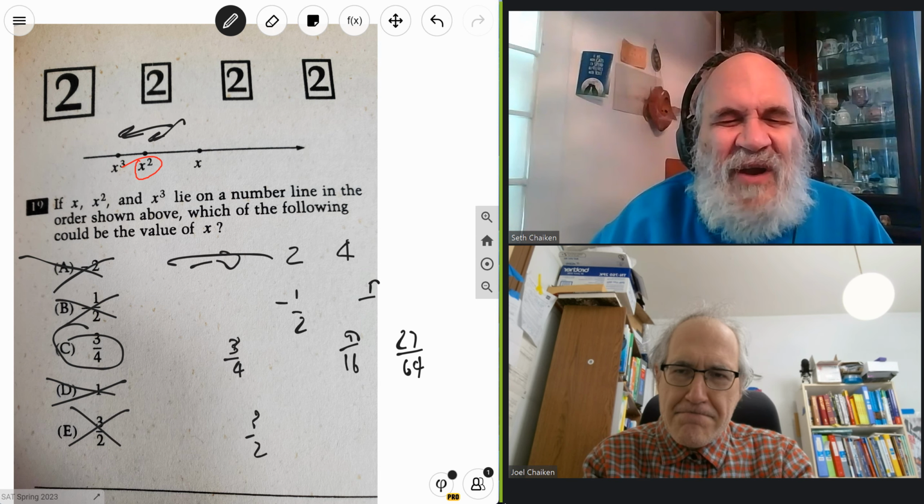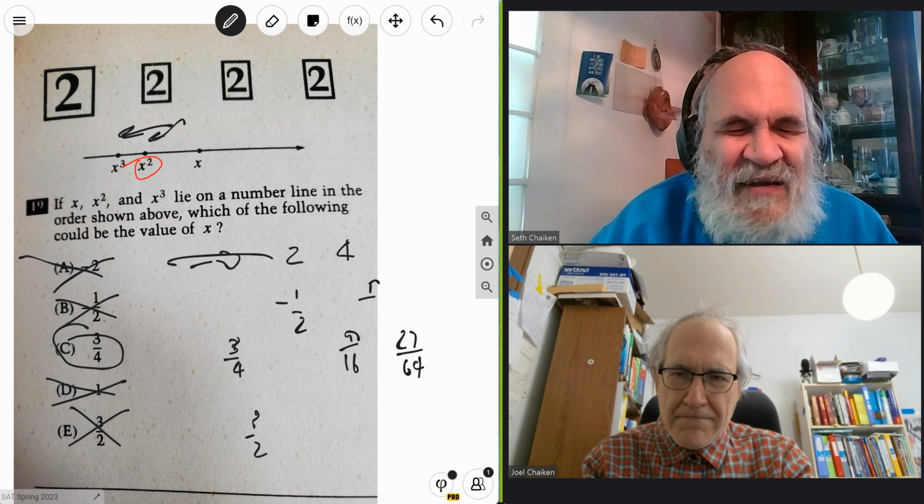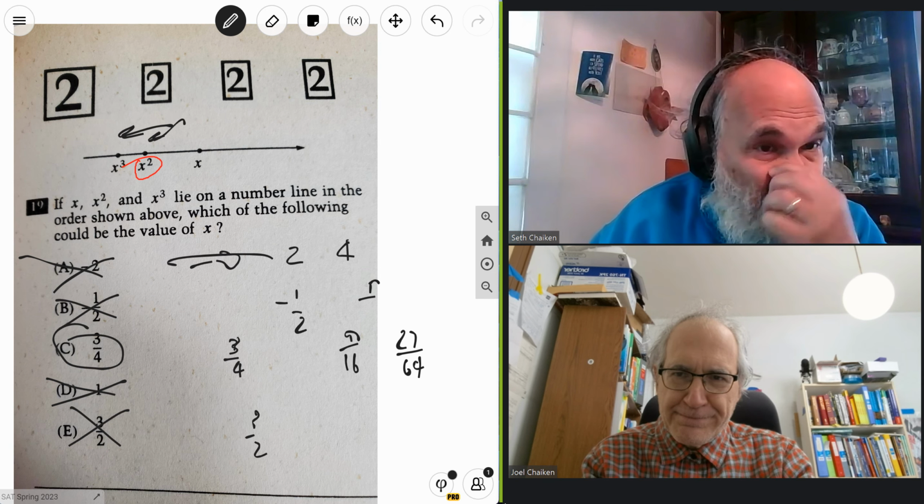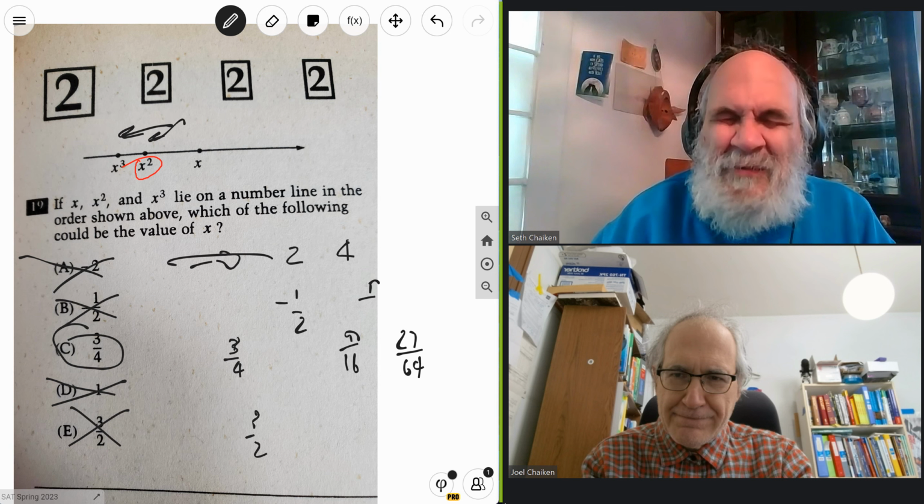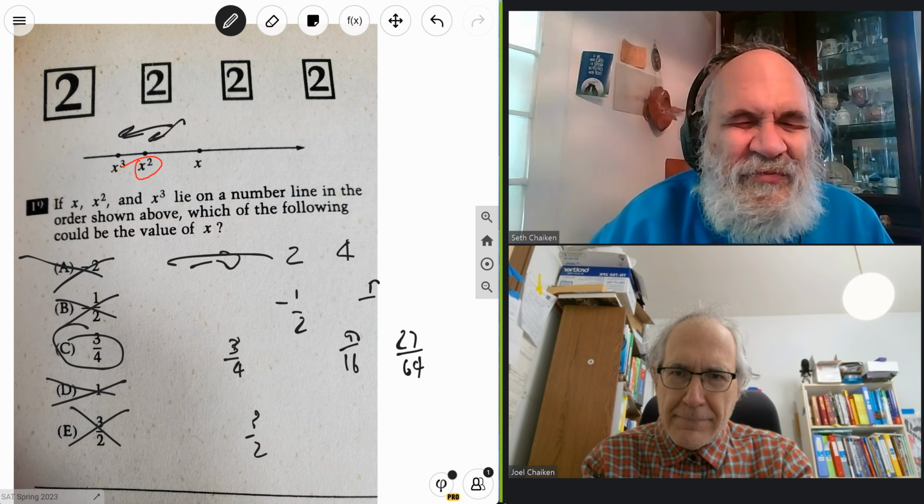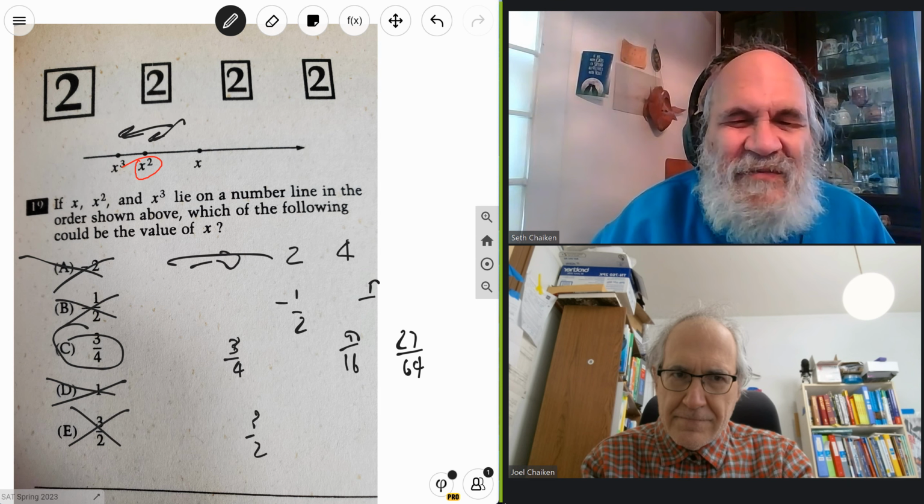When you raise a negative number to an odd power, you get a negative result. So that flips them around. Squaring a negative number flips the negative number against the positive numbers.